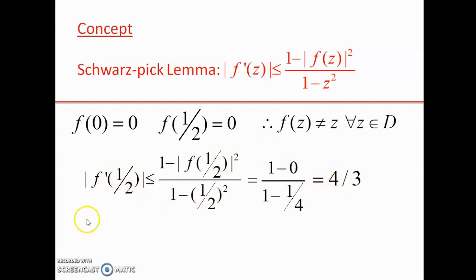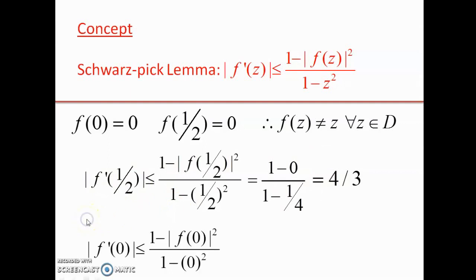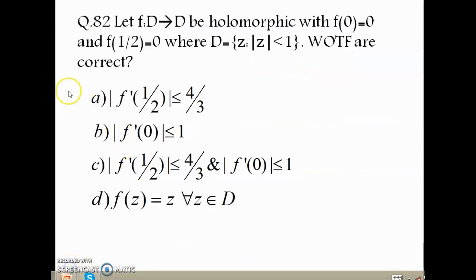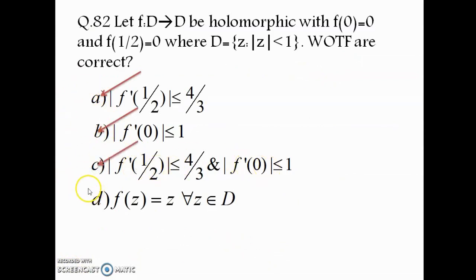Similarly, we'll find modulus f dash of 0 is less than or equal to 1 minus f of 0 whole square divided by 1 minus 0 square. Substitute and simplify, we'll get the value as 1. So f dash of 0 is less than or equal to 1. So now we'll check which of the options are correct. So we have got option A as correct and option B as correct. Also these two values are correct, so option C also will come. So these are the correct options.